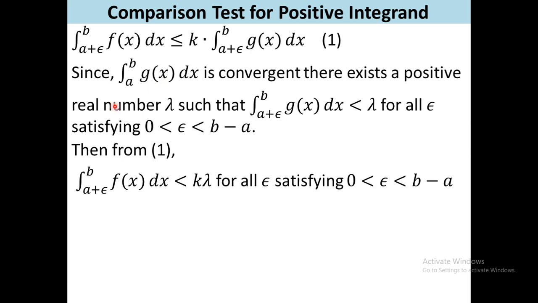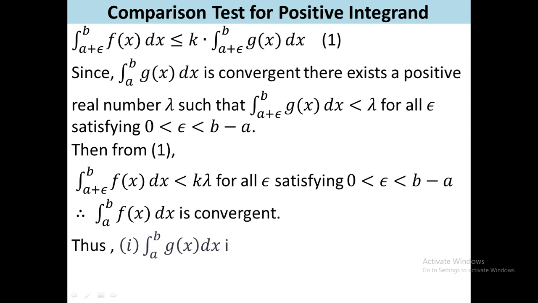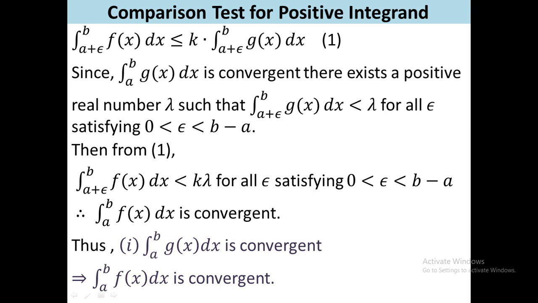Okay, that is, all the integrations from a plus epsilon to b for all values of epsilon satisfying that are less than some finite real number. Therefore, we can conclude that the integral from a to b of f(x) dx is convergent. Thus g(x) convergent implies that the integral from a to b of f(x) dx is also convergent. Therefore, the first part of the convergence test is proved.